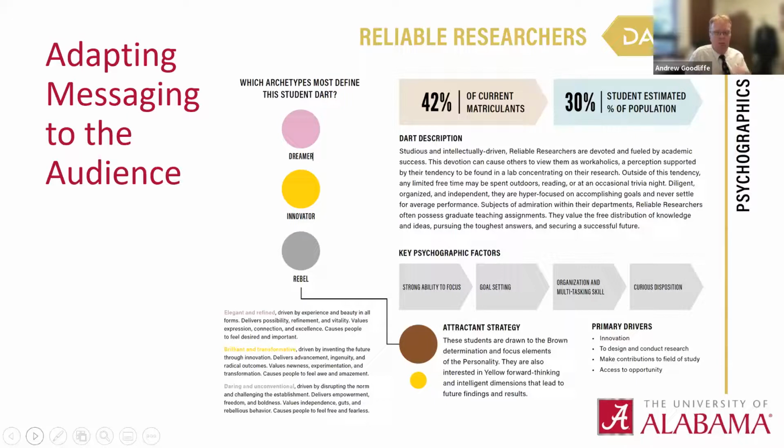So for example, these students are drawn to the brown determination category and focus elements of the personality. They're also interested in yellow. That's sort of our classification of forward thinking and intelligent dimensions. So we're always thinking about how we message. And I really do rely on our marketing team when I put something together to sort of rehash what I've written and put it in the context of this particular audience. Next slide, please.